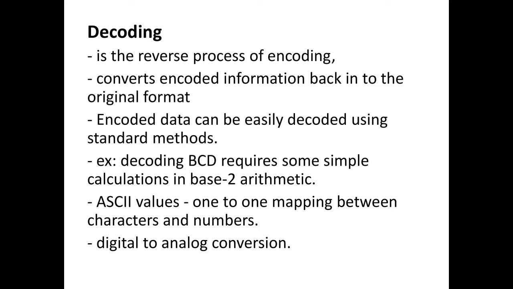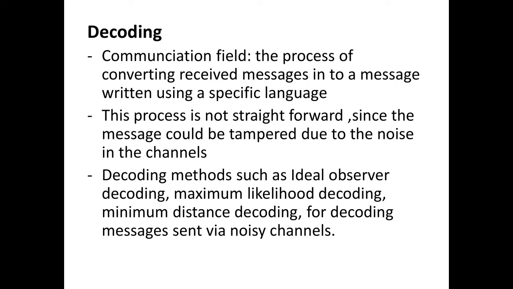Encoded data can be easily decoded using standard methods. For example, decoding binary coded decimal, which is BCD, requires some simple calculation in base 2 arithmetic. Decoding ASCII values is a straightforward process since there is a one-to-one mapping between characters and numbers. The term decoding is also used for digital to analog conversions.